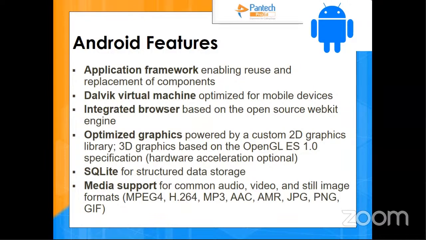First one is an application framework and Dalvik virtual machine, an integrated browser, optimized graphics, SQLite, and media supports. Application framework means we can reuse and replace the components when we are going to develop the program, or when we are going to deploy some of those applications. The application framework also helps with API integrations. API integration means from one app we can easily call another app. That calling purpose is called an API integration.